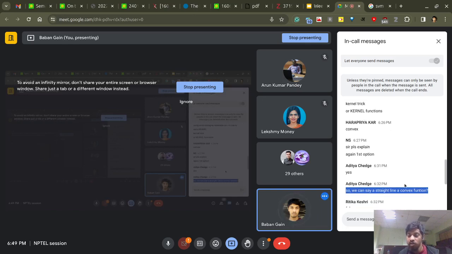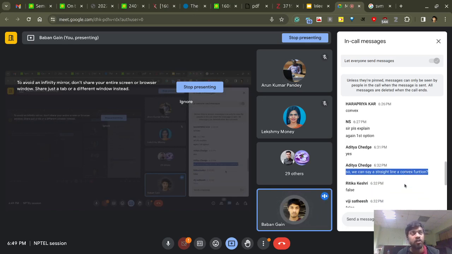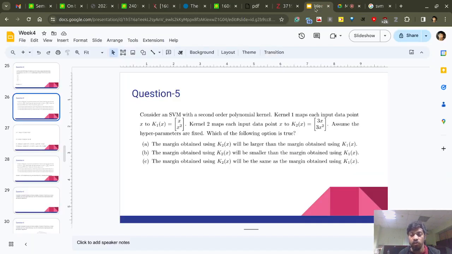Can we say a straight line is a convex function? Yes. So what happens in a straight line is that suppose you have a graph here, you have a line maybe like this. So that has a global minima. It does not have any point where you can get stuck, any local minima or anything. So yeah, you can call that a convex function.